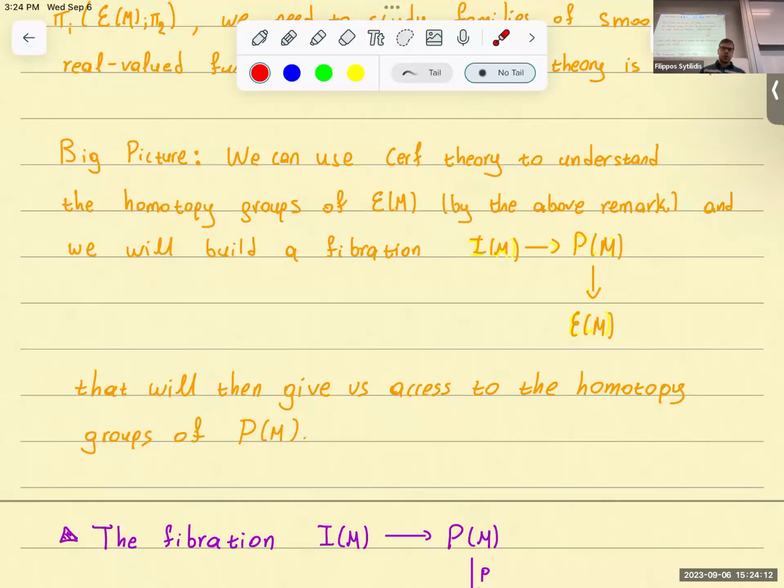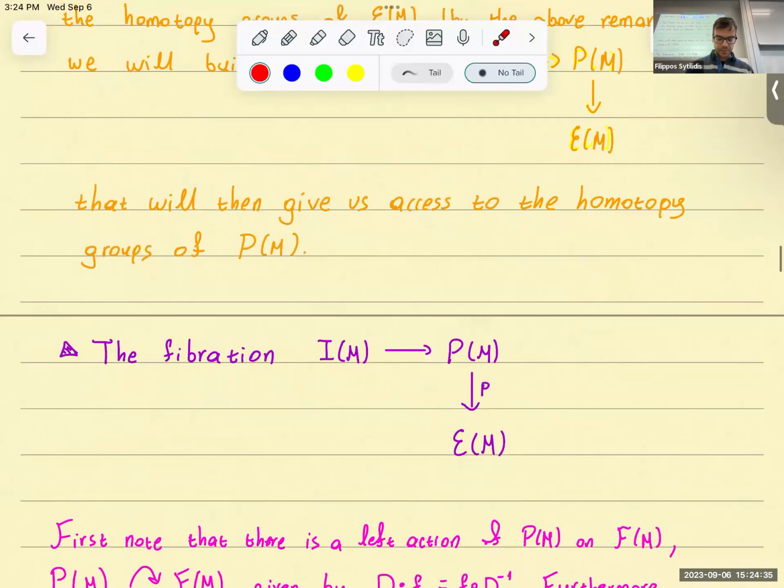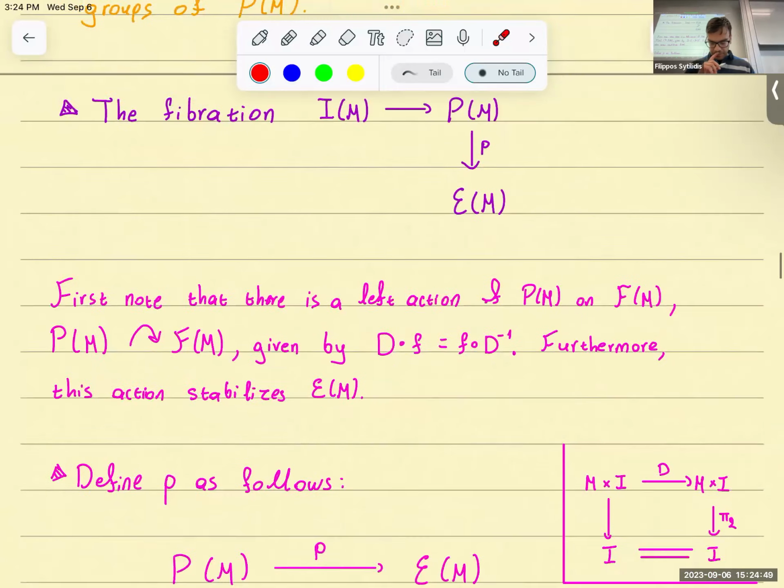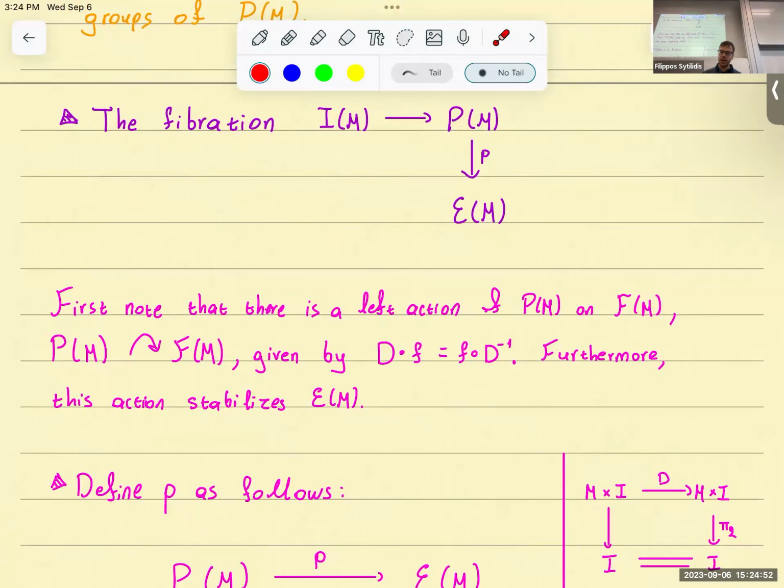So basically, at the very least, for what I'm about to do next, what I want you to feel motivated about is that it's a good idea to try and write down a map from P of M to epsilon of M. That's what we'll try to do. So you're going to give me a pseudo-isotopy, and I will produce a smooth function from it. That's what I'm going to do. And then we're going to see how that will be useful.